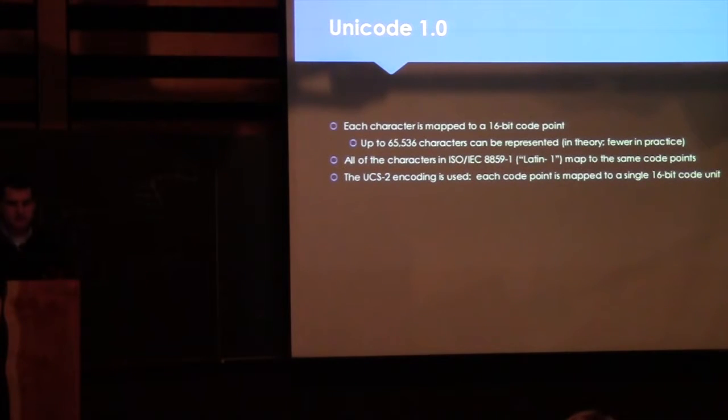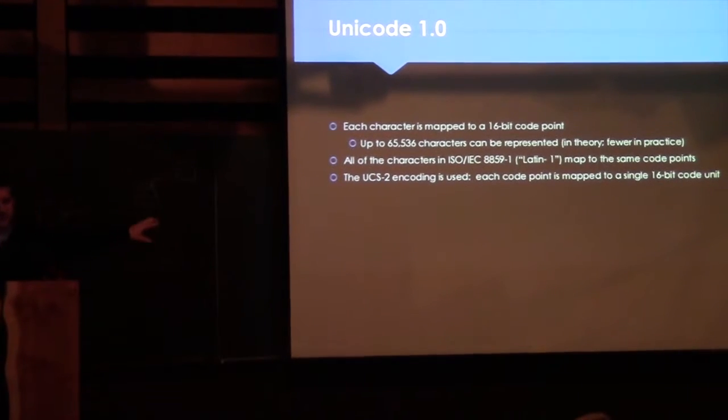In Unicode 1.0, there's a 16-bit code point. Each character is mapped to a 16-bit code point. So in theory, you can represent up to 65,536 characters. All of the characters in the Latin-1 code set that we saw before map to the same code point. This is useful for interchange with ASCII data, since ASCII is a predominant character encoding, because you can just take, for example, the code point 44 and expand it to 16 bits, and you still have the capital letter D.